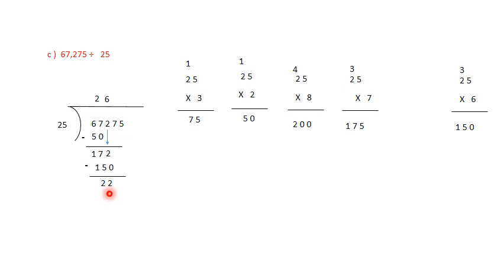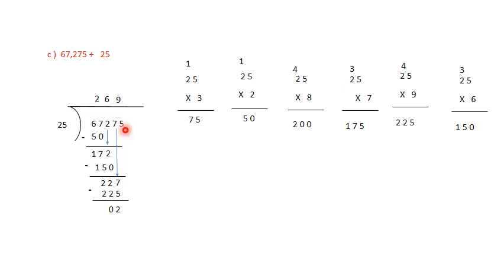Now as you got here 22, what we'll do, we'll bring the next number down, which is 7. So now you're getting 227. Student, if you see 25 8s are 200 you're getting. Now if you multiply by 9s are, you're getting 225, which is possible. 225 is smaller than 227. So we'll take here 9s are 225. When we subtract 227 minus 225, you are getting 2.